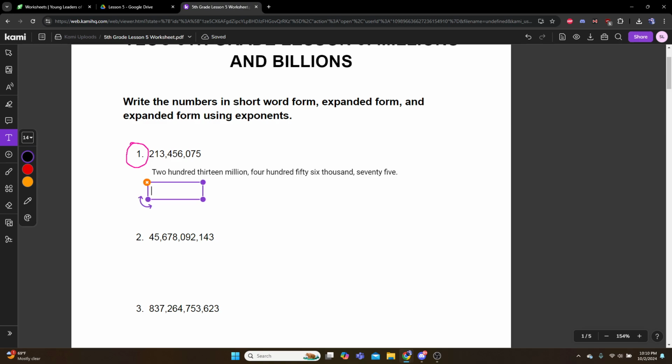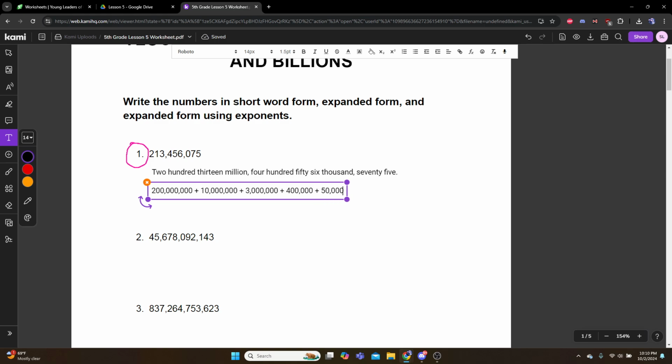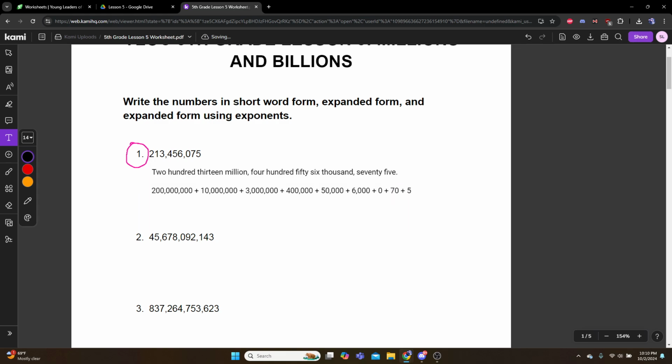And then after this part, we need to write it in expanded form. So the expanded form of this would be: we take the first number, the one on the very left, to the largest number, and then we replace the rest with zeros, and then we just add on, going from place to place. So it would be 200 million plus 10 million plus 3 million plus 400,000 plus 50,000 plus 6,000 plus just 0, and then plus 70 plus 5.